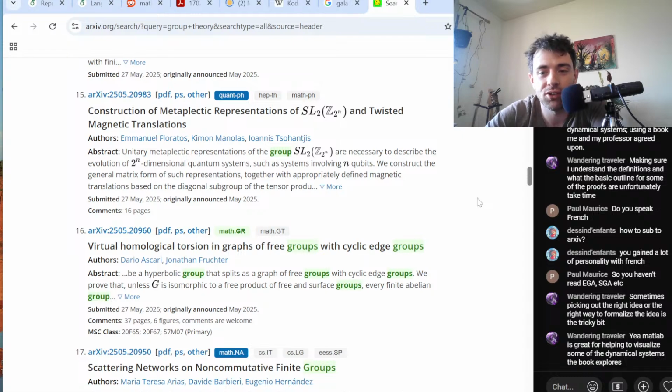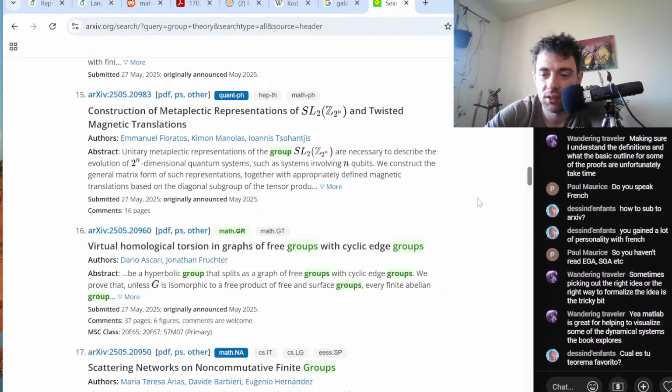So, no, I have not read EGA, SGA, etc. I have not, no. Sometimes picking out the right idea or the right way to formalize the idea is the tricky bit. MATLAB is great for helping visualize dynamical systems. Maybe. I mean, no, I shouldn't say maybe. I shouldn't disagree with you at all, I'm sure.